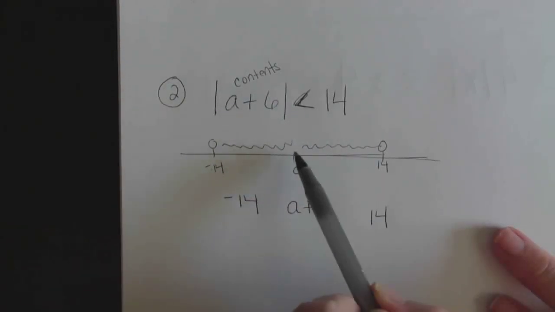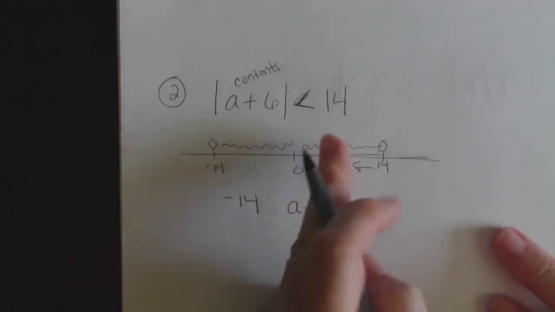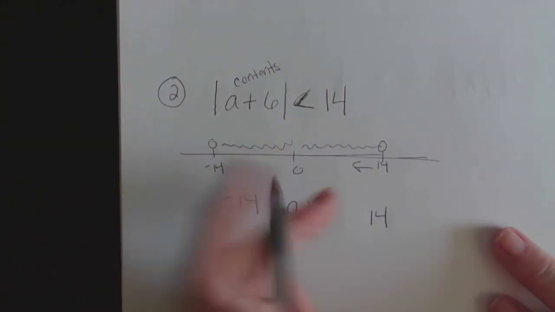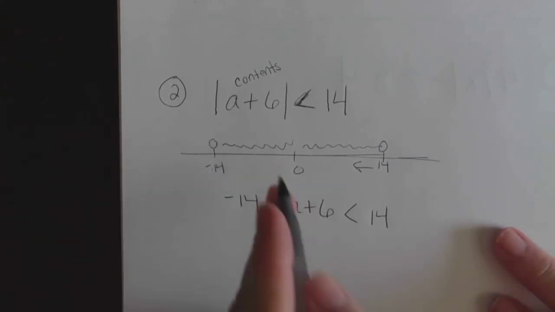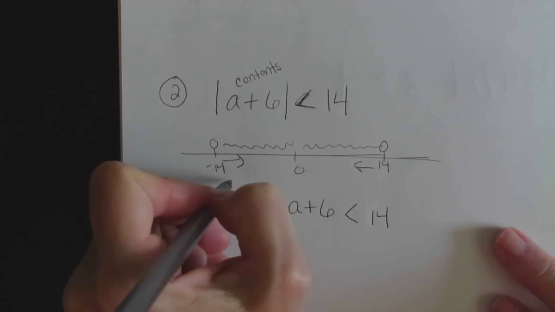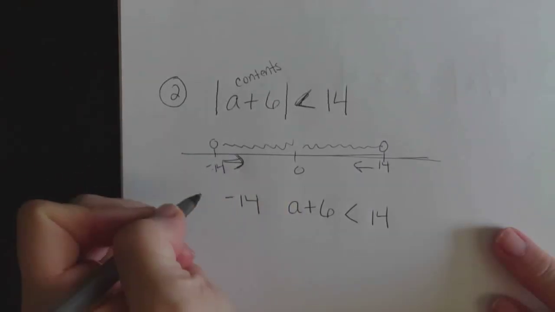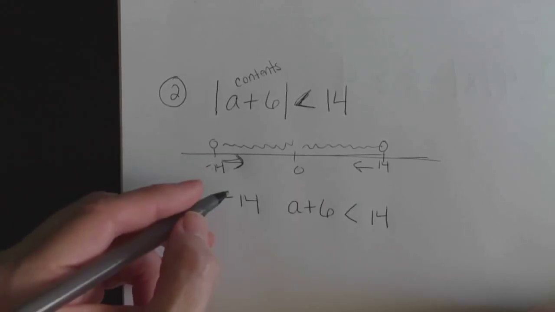Now you've got to watch your symbols here. So the contents have to be less than 14. Certainly not greater, right? Less than. So less than 14, but at the same time, greater than -14. We want to go this way with the -14.